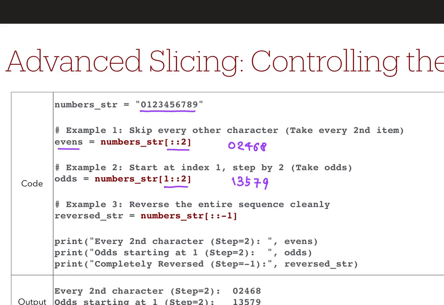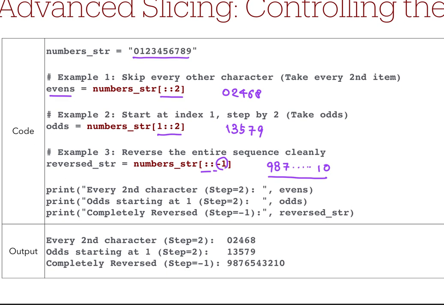In example 3, start and stop values are both omitted. So I want to go from the beginning to the end, and the increment is -1. So that means I want to go backward. From the last number 9, then 8, 7, up to 1 and 0. So I want to go backward, and that's what you get from the printout. Okay, questions? Is that too simple?